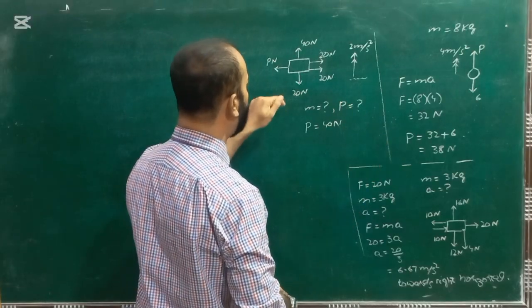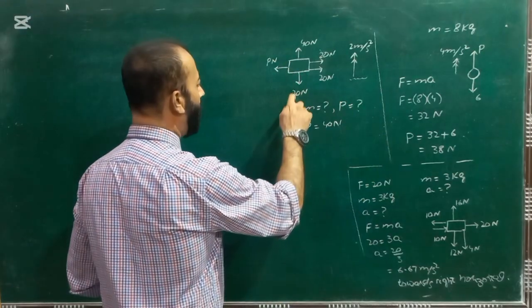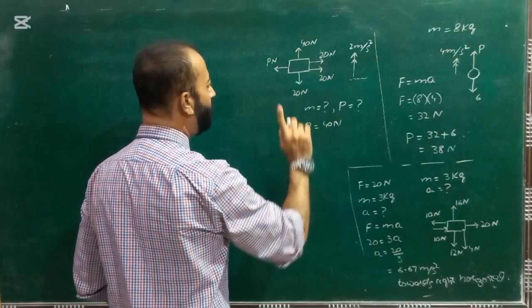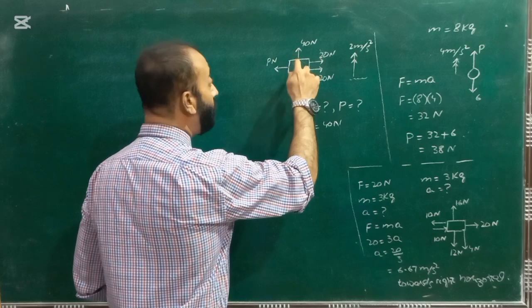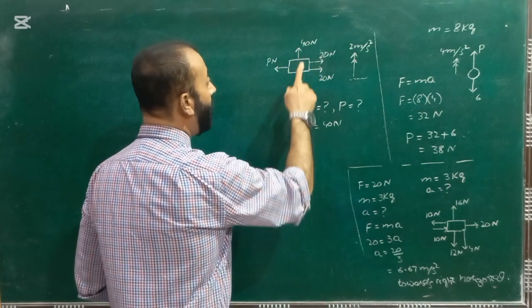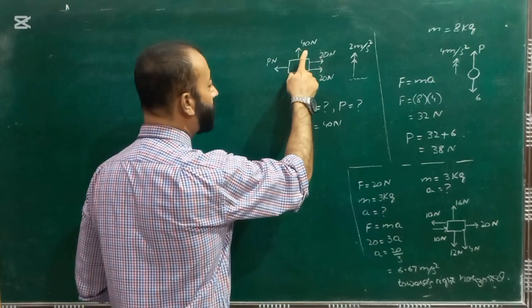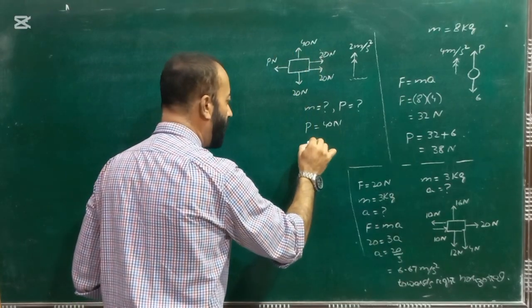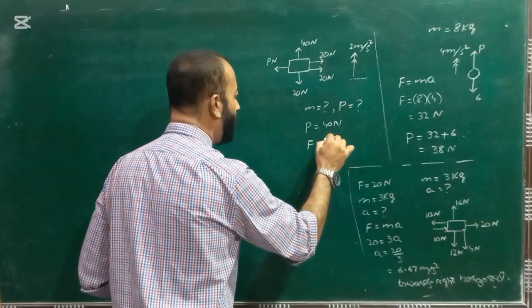Okay, now come to the vertical components. In downward, there are 20 Newton forces acting, and in upward, there are 40 Newton forces acting. So it means 20 Newton force will be cancelled out with 20 Newton force, and 20 Newton force will be left as a resultant force, which will move the body in upward direction. So the resultant force is 20 Newton.